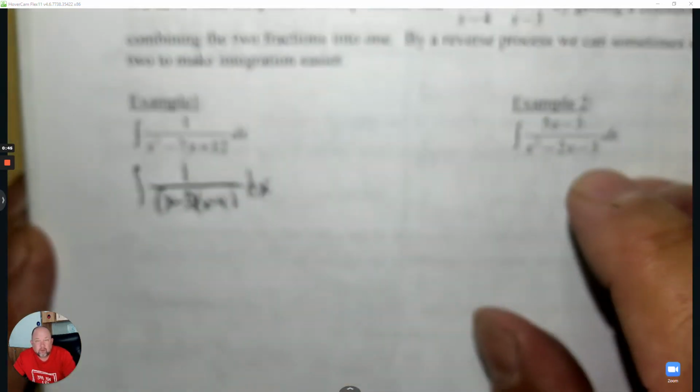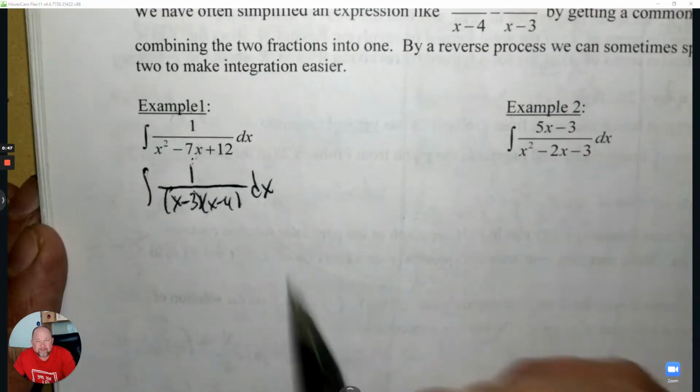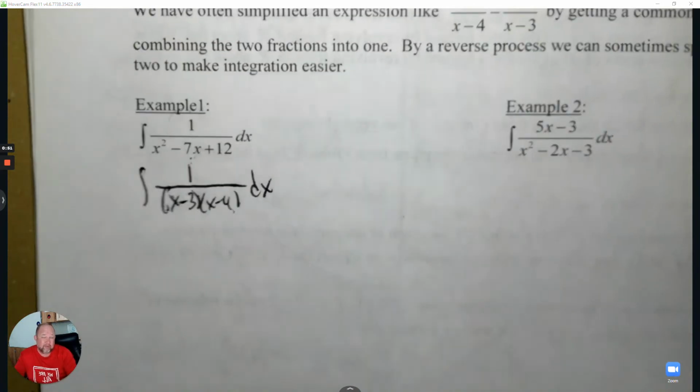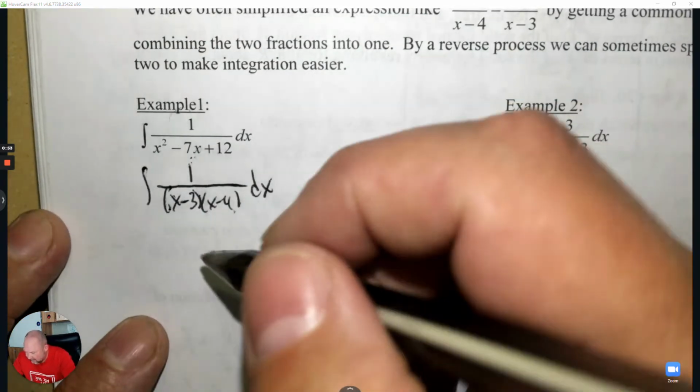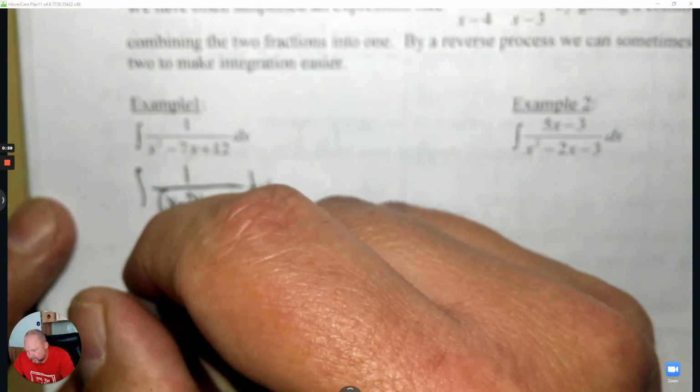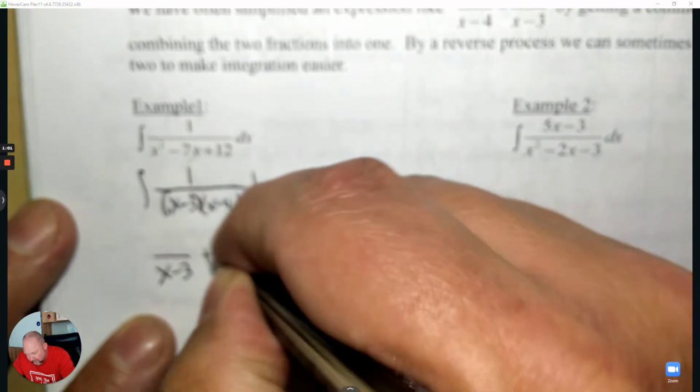I'm going to factor it. There it is. So -3 and -4 factor. They're going to separate into two fractions. One fraction is going to have x minus 3. And the other fraction is going to have x minus 4.